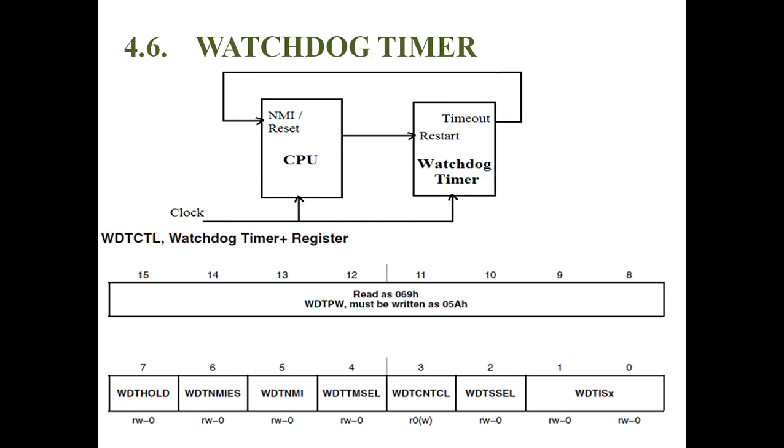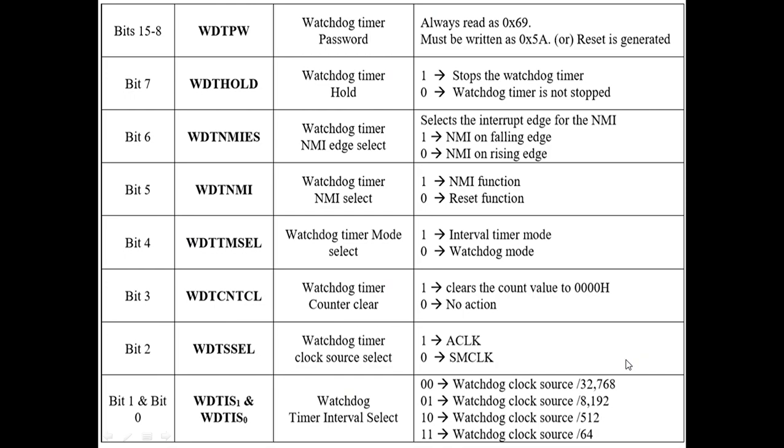The first bit, WDTIS, means watchdog timer interval select. Based on our requirement, if the system should be monitored for every 32 milliseconds, that means the watchdog timer will monitor the system at that interval, and we need to select 00. If the watchdog timer interval is 8 milliseconds, we need to select 01.